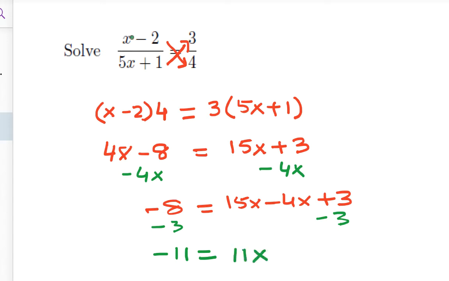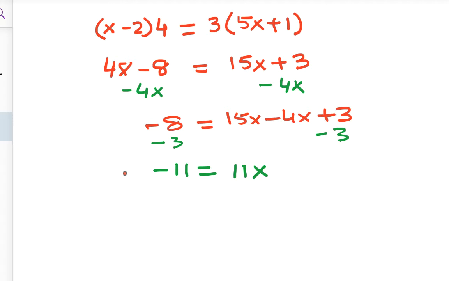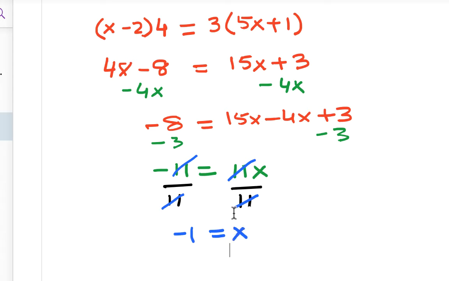Now clearly notice that we can now divide by 11 on both the sides. So let's do the division by 11 here and 11 here. So what do we get? So this cancels out and this cancels out, and what we are seeing is minus 1 equals x. Okay, so that was a cross multiplication kind of solving the problem.